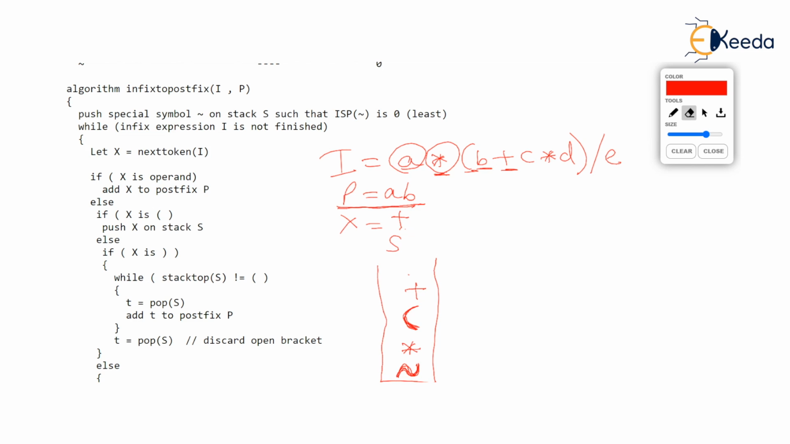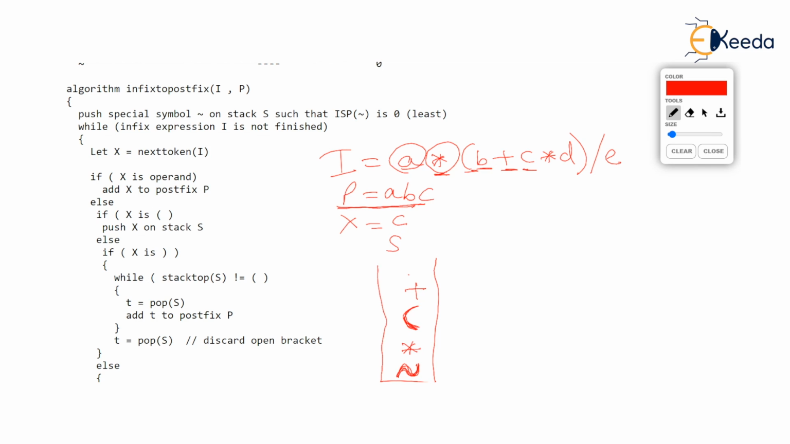Well, the next symbol here is C. So C is the next token, isn't it? Now, wait a minute. If C is the next token, then C is an operand. So simply add it to postfix.